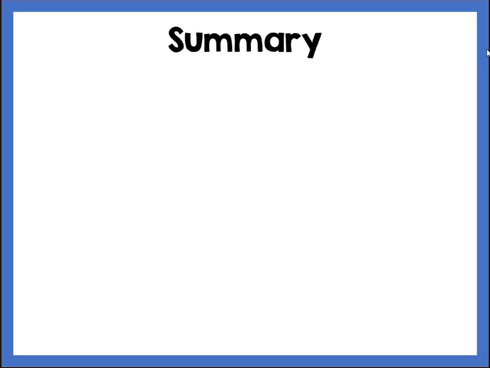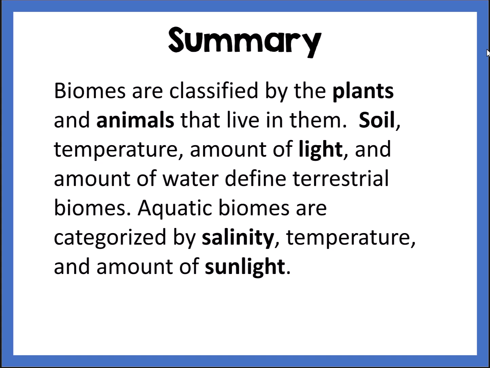So in summary, biomes are classified by the plants and animals that live in them. Soil, temperature, amount of light, and amount of water define terrestrial biomes. Aquatic biomes are categorized by salinity, temperature, and the amount of sunlight.